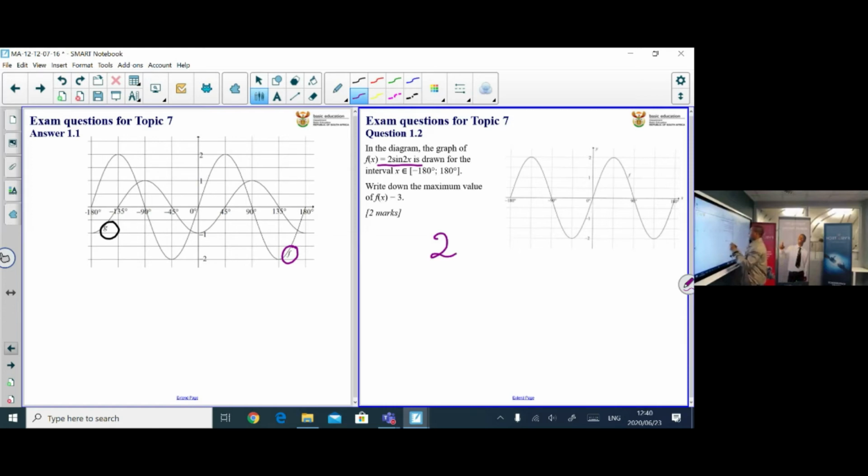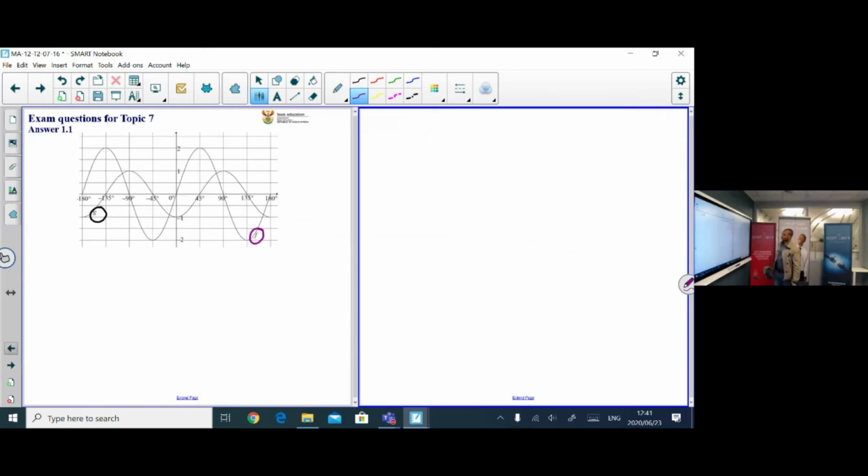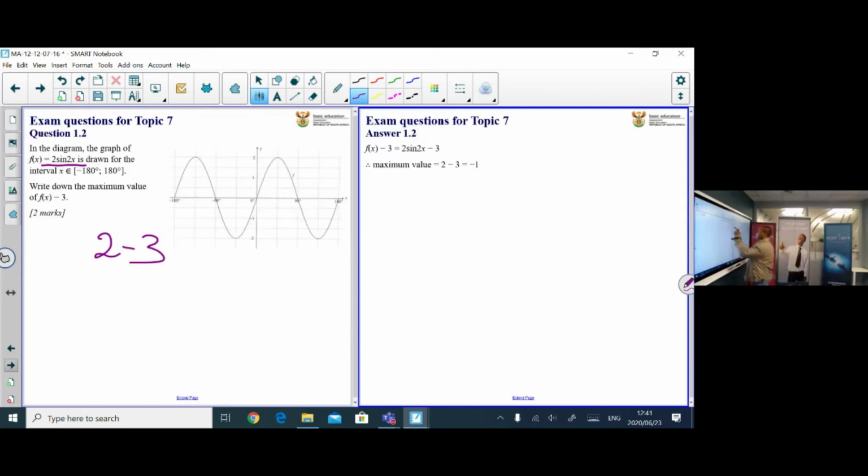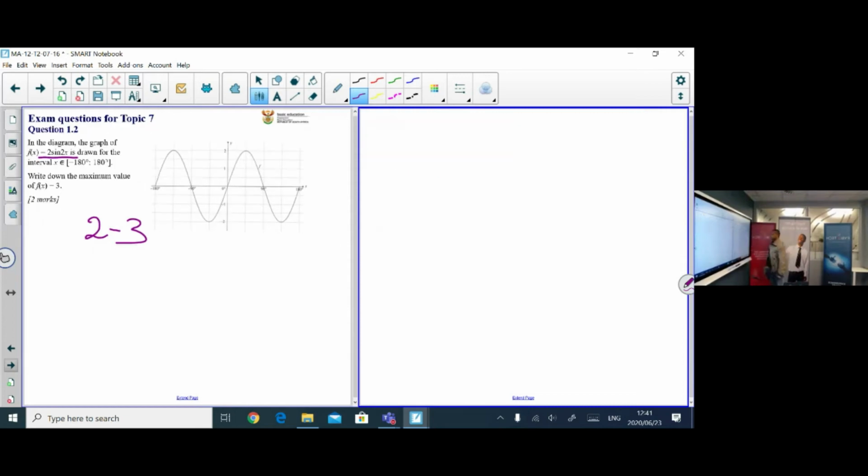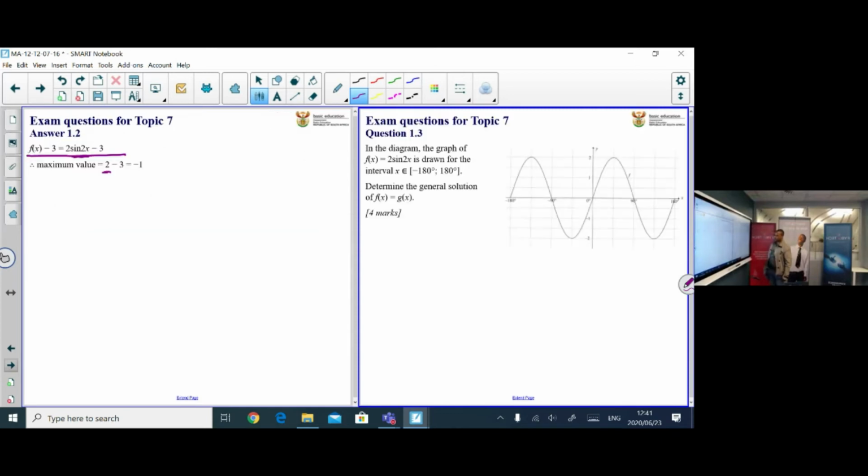So you're being told now to subtract 3 from that. So your answer will obviously be minus 1. So you see how we make it out, that the amplitude of this is 2, and then minus 3 will give you minus 1. Very interesting.